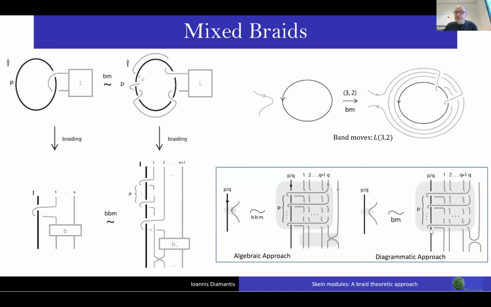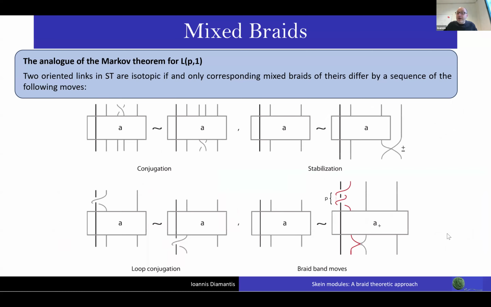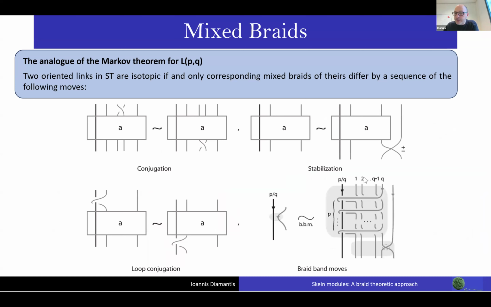All right, so we have the analog of the Markov theorem for lens spaces L(p,q). Here you can see L(p,1): we have the classical conjugation and stabilization for the moving part. We have the loop conjugation, which corresponds to the solid torus, if you remember. And we also add this braid band move. Here you can see it for L(p,1). And of course, you can make it for L(p,q), where you add this move instead of the one for p,1. So we have the analog of the Markov theorem for lens spaces L(p,q).